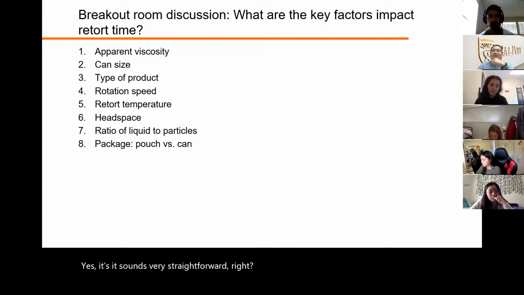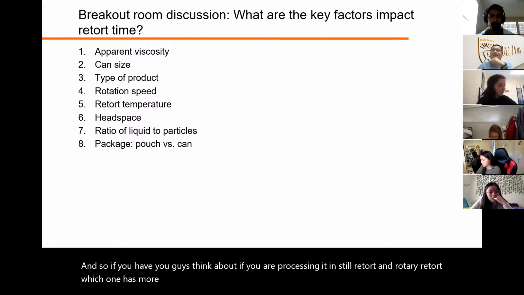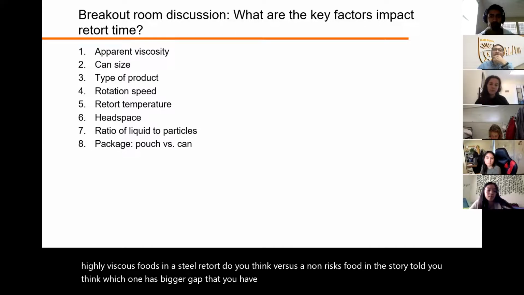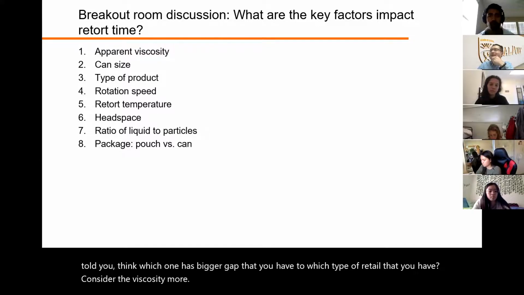And so have you guys thought about, if you are processing in a steel retort versus a rotary retort, which one has a bigger impact on the viscosity? For example, if you are processing highly viscous foods in a steel retort versus a non-viscous food in the steel retort, which one has a bigger gap, which type of retort do you have to consider the viscosity more? Oh, are you asking which is going to be better, rotary versus steel?